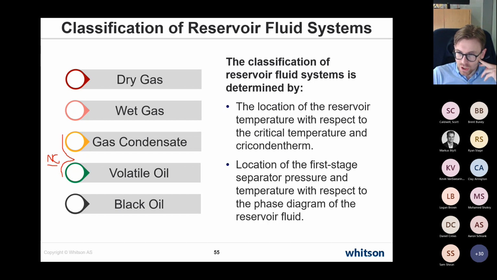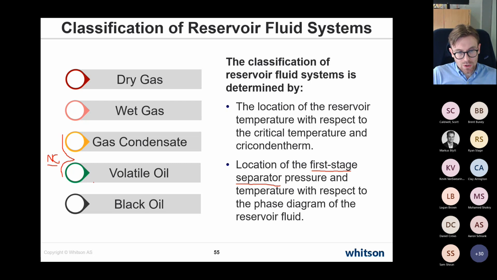And it's also the location of the first stage separator pressure and temperature with respect to the phase diagram of the reservoir fluid. And this part was a little bit non-intuitive to me in the beginning because, you know, this item right here, that is a surface item, right? It's the surface separator conditions. And why should that really matter for a reservoir fluid? Okay. We'll take a look at that and see how it impacts what a reservoir fluid can be in terms of classification here in a bit.